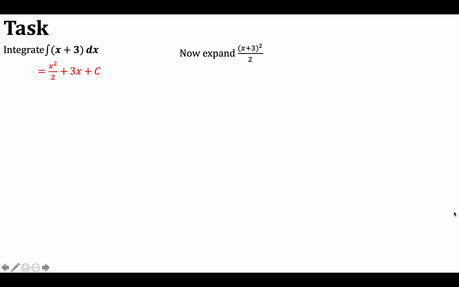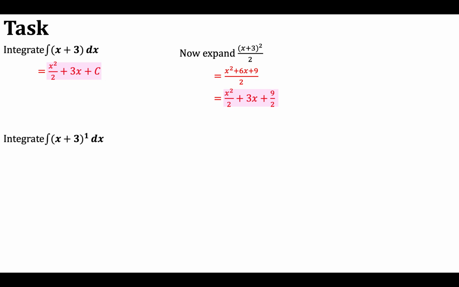Now your next task, I want you to expand x plus 3 all squared all over 2. So again, pause the video, go away and do that, come back. Okay, welcome back folks. So I've got this time x squared plus 6x plus 9 all over 2. And expressing that as a sum of terms, I've got x squared over 2 plus 6x over 2, which you can see is 3x plus 9 over 2. And hopefully you can notice that these sort of match. Obviously we've got the constant of integration here, and we've actually got a value here, but the rest of it does match.